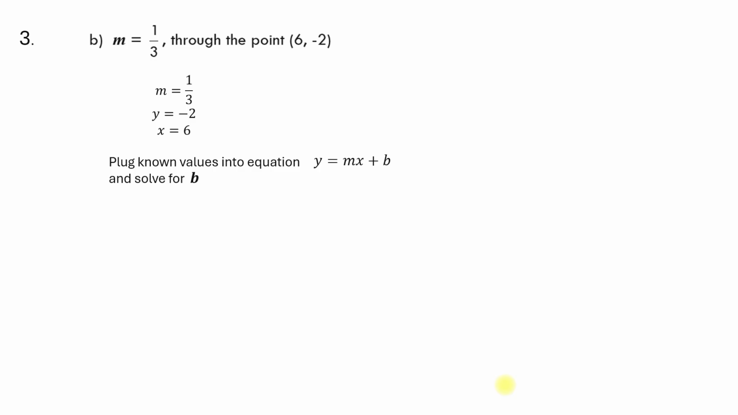So y has a value of negative 2, m is 1/3, x is 6, and we're trying to solve for b. We plug the values that we know into this equation, y equals mx plus b, and simply solve for b. We end up with a value for b of negative 4. If m is 1/3 and b is negative 4, we can write y equals 1/3 x minus 4.